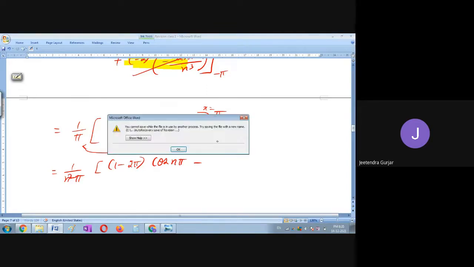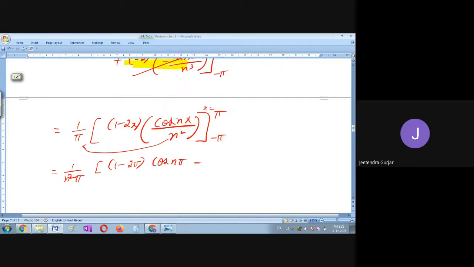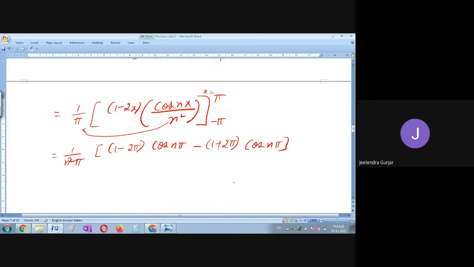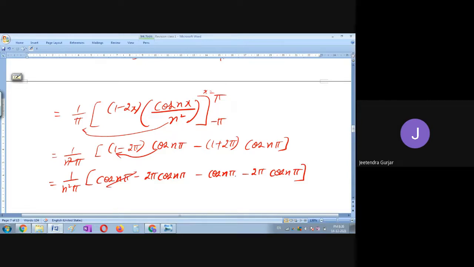Okay. Minus. Now I will put x is equal to minus pi. So this is going to become 1 minus 2, minus into minus is going to become plus. Please remember this. And then cos n pi. Okay, students, easily you can see. Just simplify. You will get here 1 upon n square pi. Just open the brackets. So just multiply this inside this. So this is cos n pi minus 2 pi cos n pi minus cos n pi minus 2 pi cos n pi. Easily you can see, students, this and this will get cancelled.